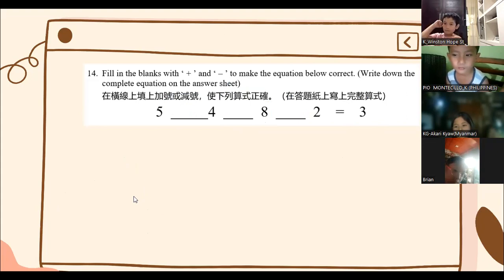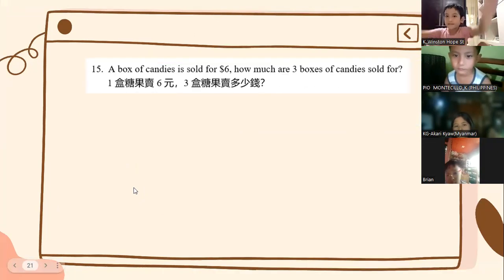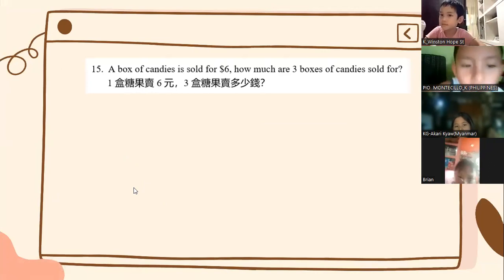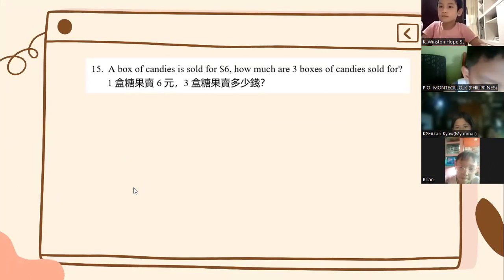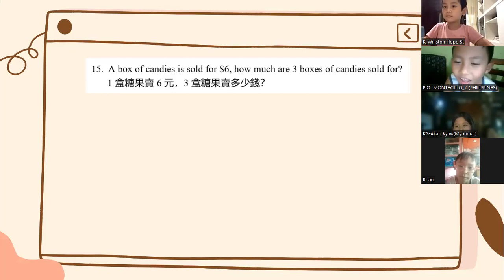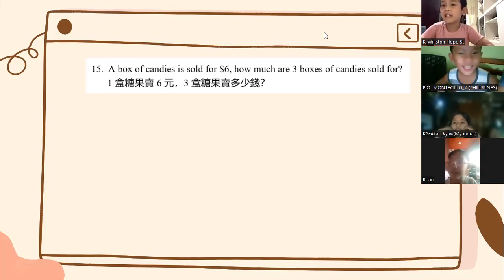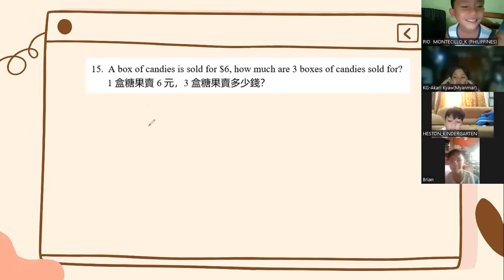How about question number 15? A box of candies is sold for $6. How much are three boxes of candies sold for? 18. Why? 3 times 6 equals 18.